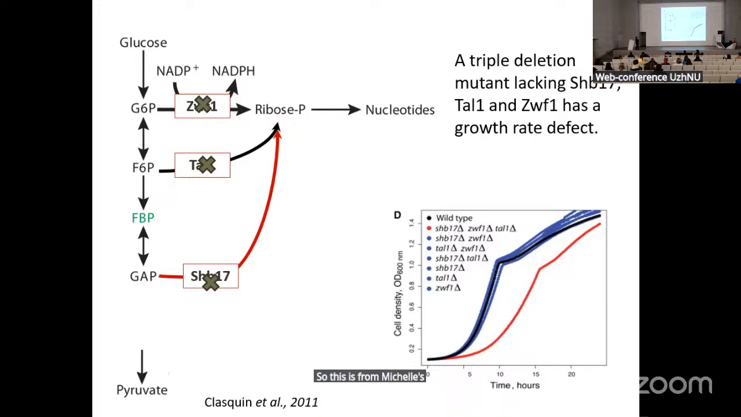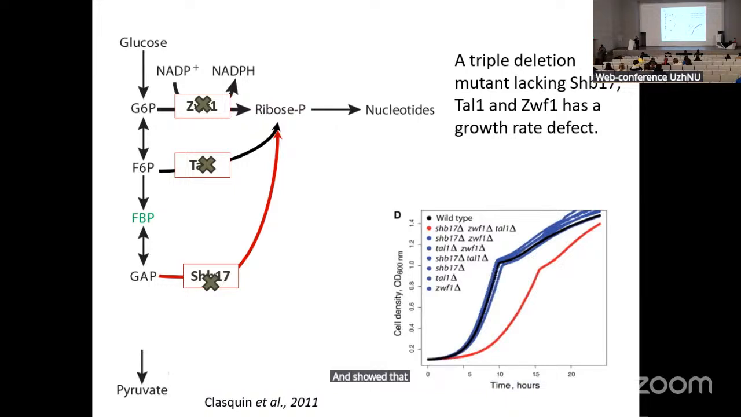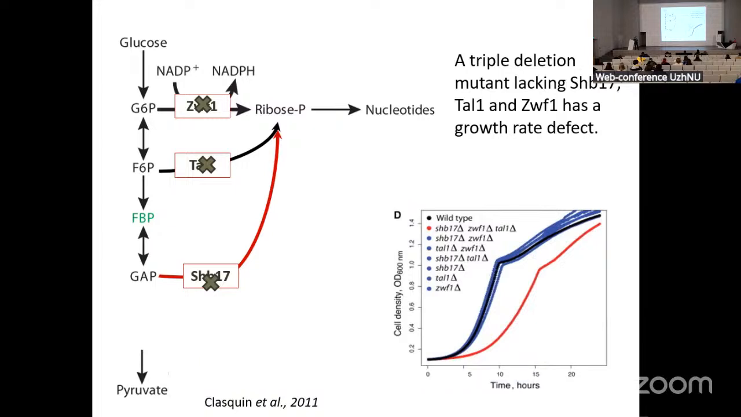One of the experiments she did was that she knocked out one gene in each of the 3 pathways to ribose and showed that when you do that, yeast has a dramatic growth defect. So this is a growth curve, where this is time and that's the number of yeast cells in a culture. If you knock out all 3 of these genes, you can see that it's growing much more slowly. That's the red line.